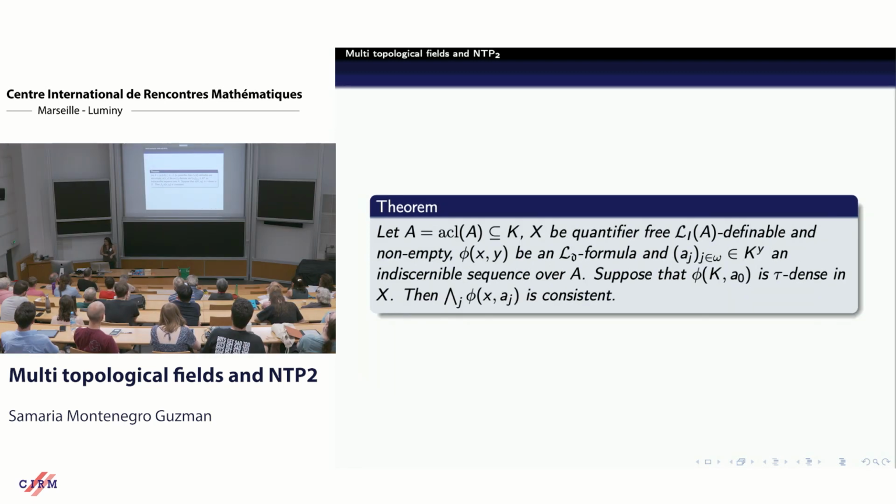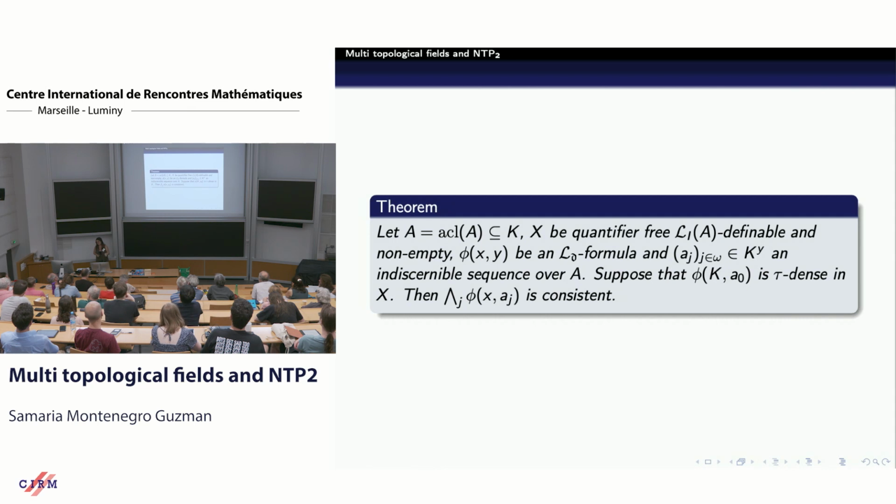Okay? And with these two theorems, we prove something that Sylvain called the magic theorem, or the magical theorem, because it really works everywhere. What is the theorem? So suppose that you have an A inside K, algebraically closed.